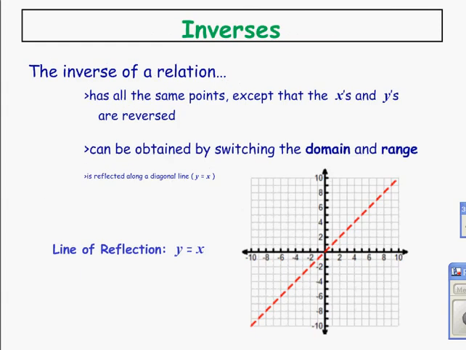An inverse has the same points as a relation, but what we do is we swap the x's and the y's. So all of the x's and y's are reversed. You can also find the inverse by switching the domain and range, because the domain is the x's and the range is the y's. You'll notice from this picture that I have a dotted line drawn at y equals x. When we're drawing the inverse, that's the line of reflection. So it's different than a vertical reflection in the x-axis or a horizontal reflection in the y-axis. When we do the inverse, it reflects over this diagonal line, which is y equals x.